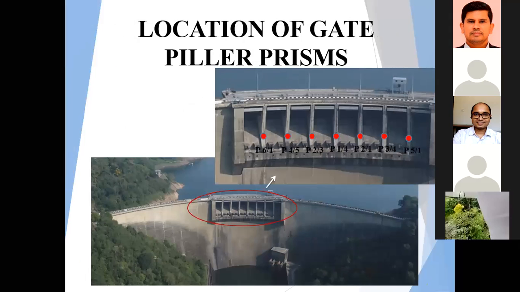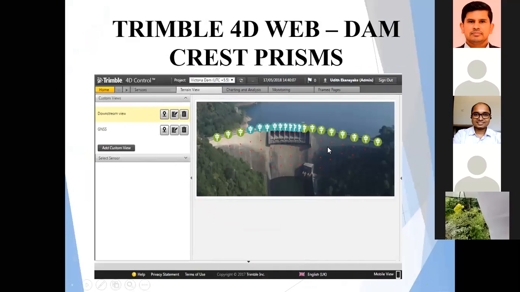And also, at a specific location in the gate pillars, we have gate pillar prisms to check whether the gate piers have moved, and you can see the data when we are receiving.